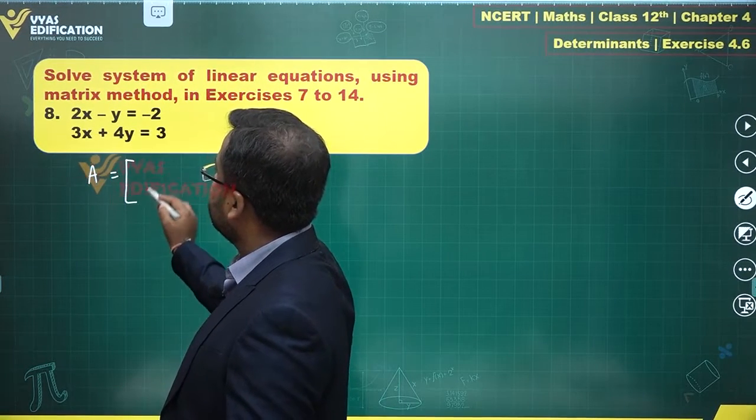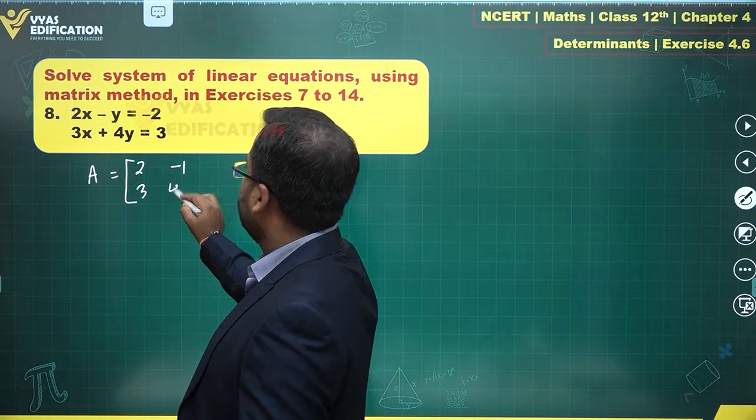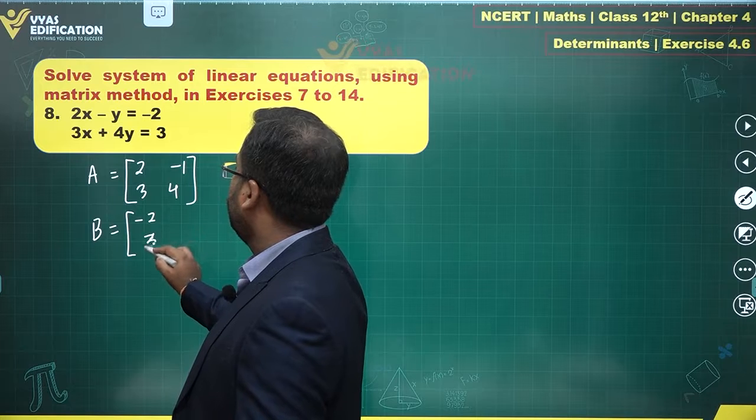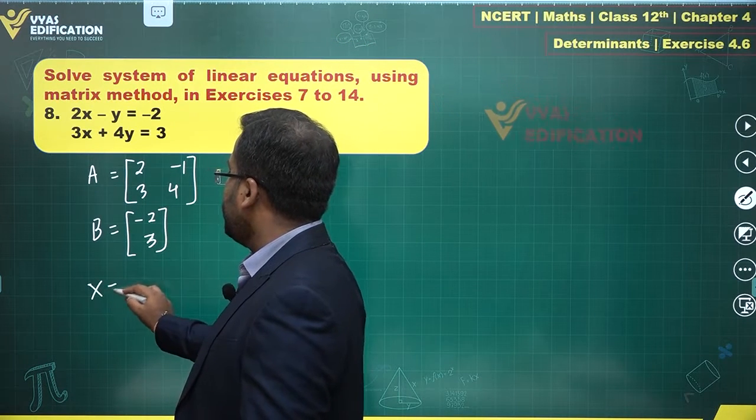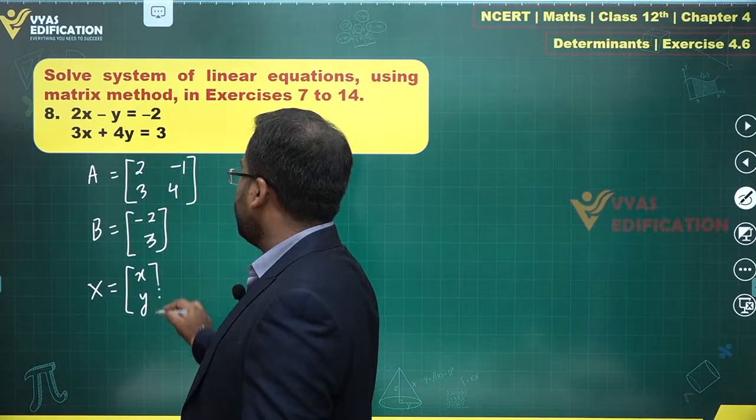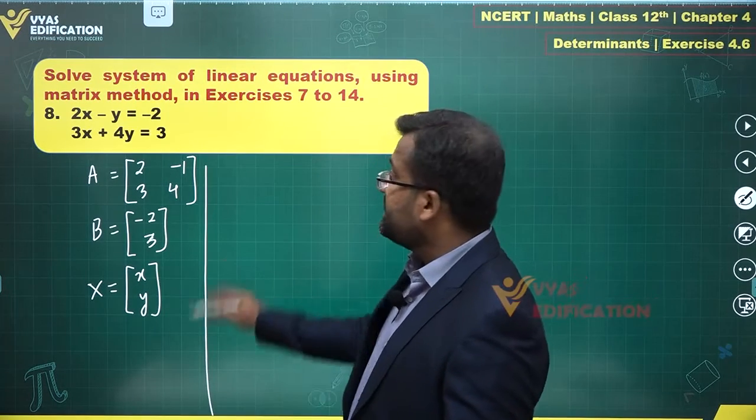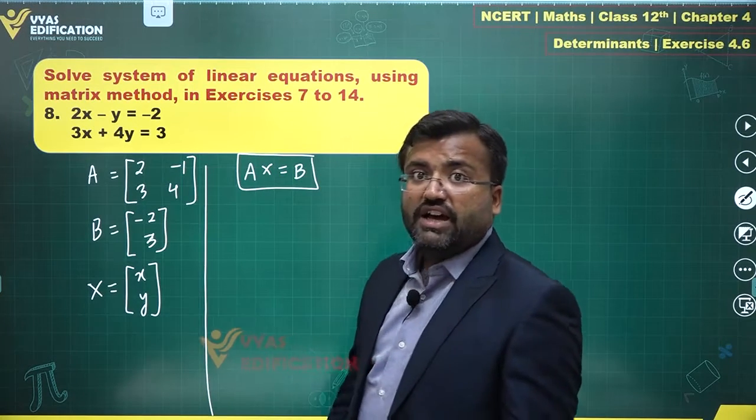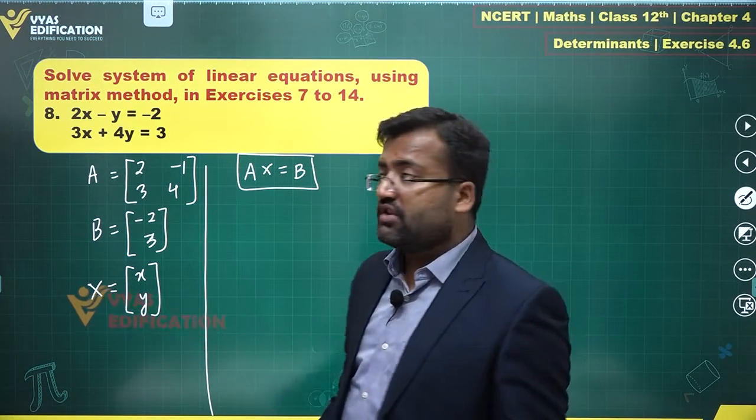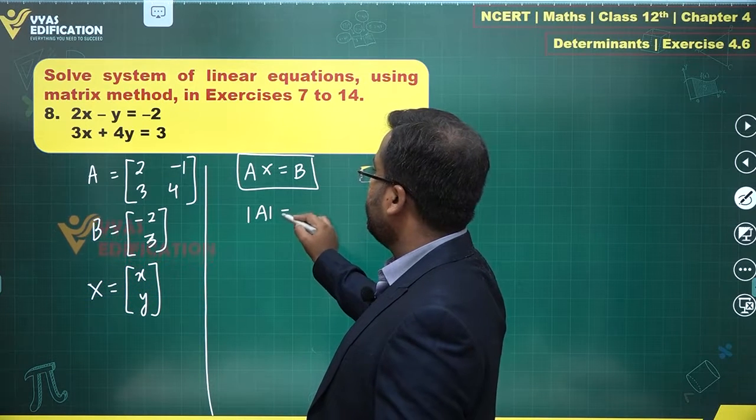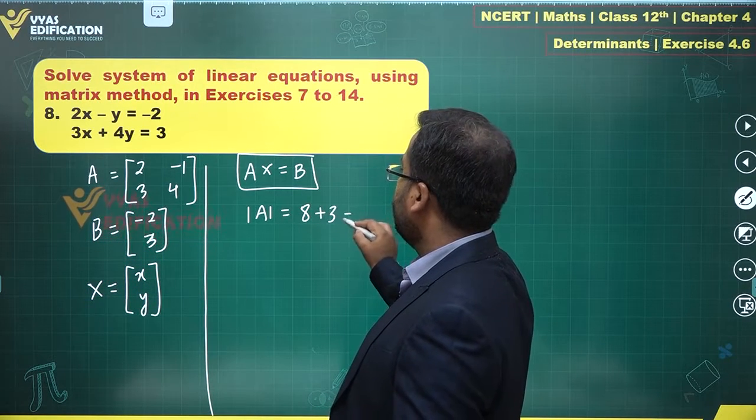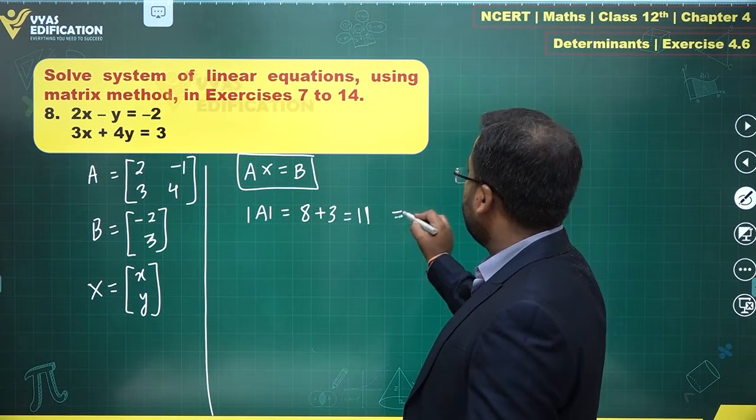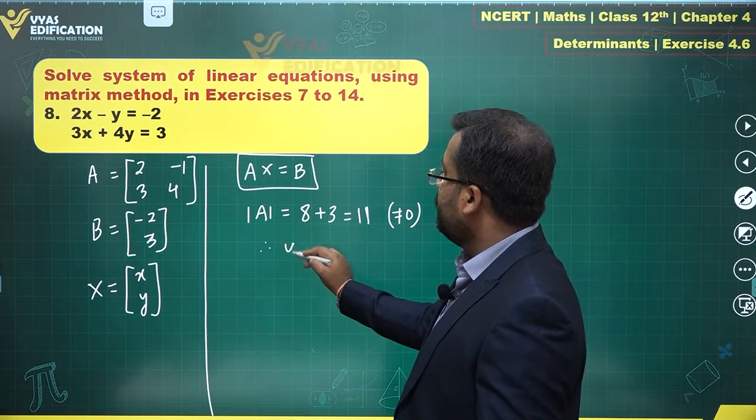Let A matrix be this matrix of coefficients. Let the matrix B be this. Let the matrix X be x, y. Once I have this information, the system of equations is AX equals B. The solution can be found very easily if the determinant of A is non-zero. Let's check: determinant of A is equal to 8 plus 3, which is 11. This is non-zero. Therefore, a unique solution will exist.